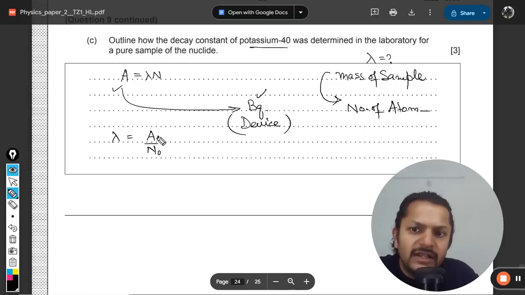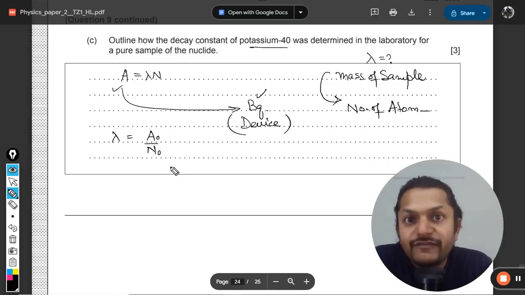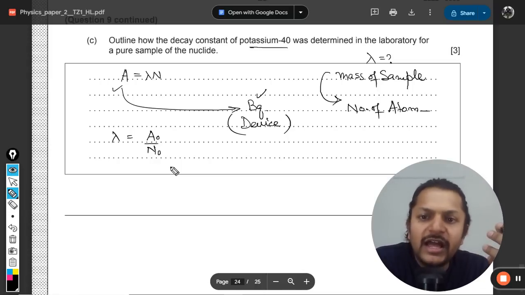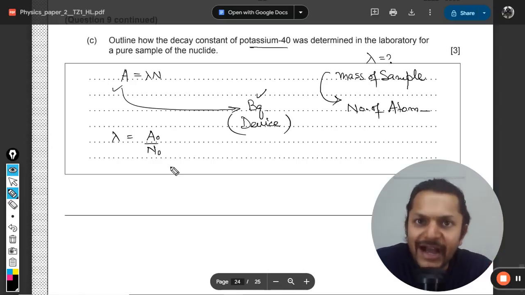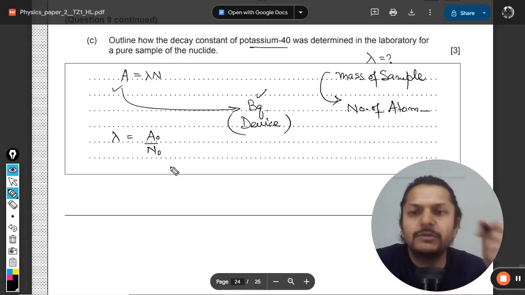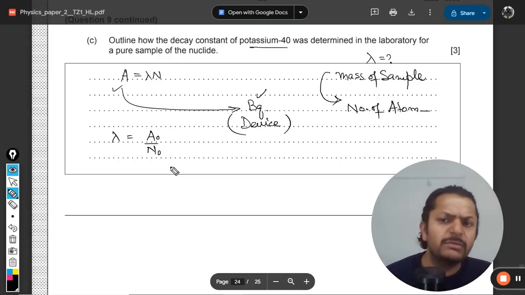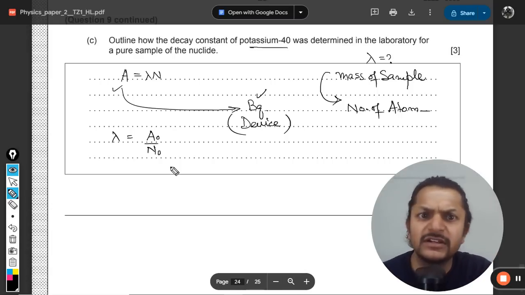So n will be the initial amount of substance that is available. You can find the value of n there, and from the device you can find the instantaneous value of the activity, and by dividing these two you would be getting the decay constant. This is the only suitable method I can suggest here, because this is the only thing that is in our syllabus. Other methods might be there, but they are not in our syllabus.